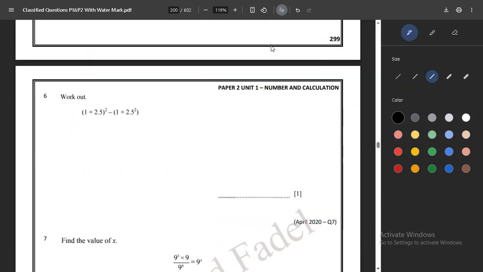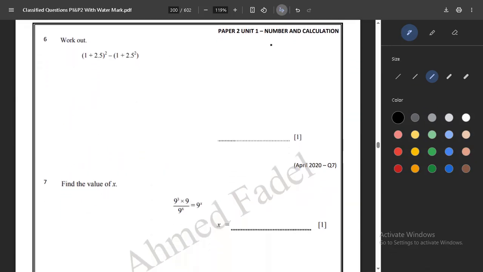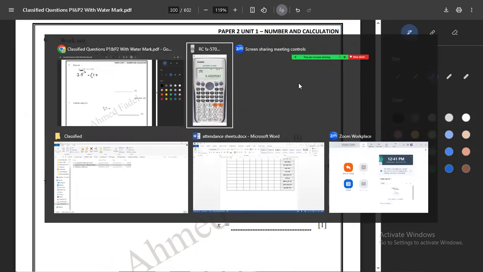Let's continue. Here, work out 1 plus 2.5 squared minus 1 plus 2.5 squared. Oh, there is a difference. They're not the same. Here, I'm going to add what's inside the brackets first, and I square the answer. So it's going to be 3.5 squared. 1 plus 2.5 is 3.5 squared minus, here it's 1 plus, what is 2.5 squared? 2.5 squared only. It's not anything else.